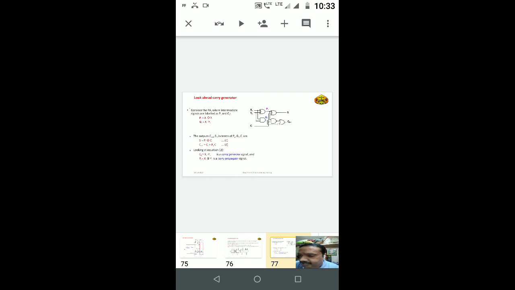Okay, so looking at equation 2, Gi is equal to Xi dot Yi. It is called the carry generate signal. If you see the equation, Gi is equal to Xi dot Yi. This is called the carry generate signal. And what is meant by Pi? Pi is called the carry propagate signal. Okay, so in this diagram two signals are created. First signal is called Gi, the carry generate signal, and second signal is the carry propagate signal.